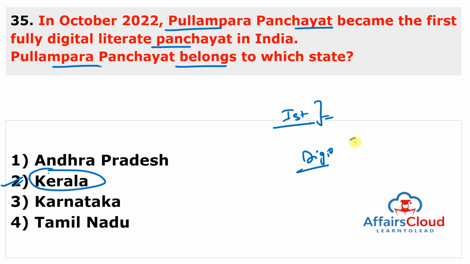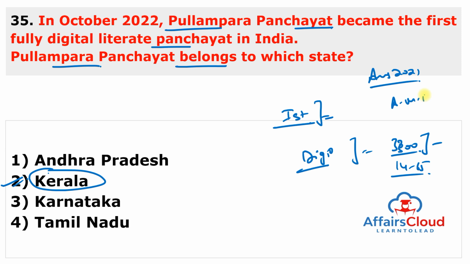Digi Pulampara project, under which around 3,300 residents between the age group of 14 to 65 were given digital education. And this was a year-long grassroots level project launched in August 2021 for providing training to the residents of Pulampara using Android mobile phones. And the project was initiated by a 5-member core team led by the Panchayat President PV Rajesh.